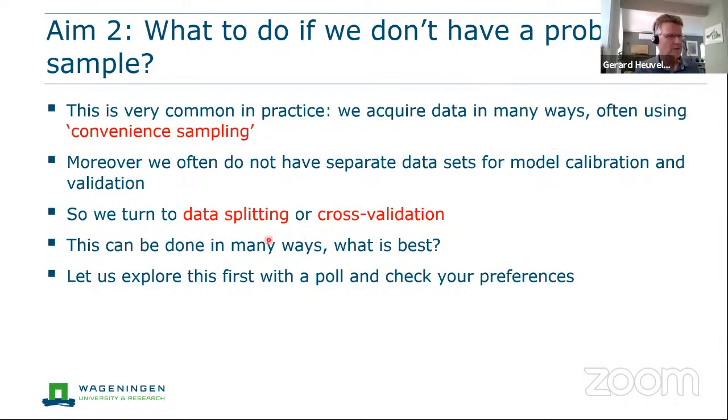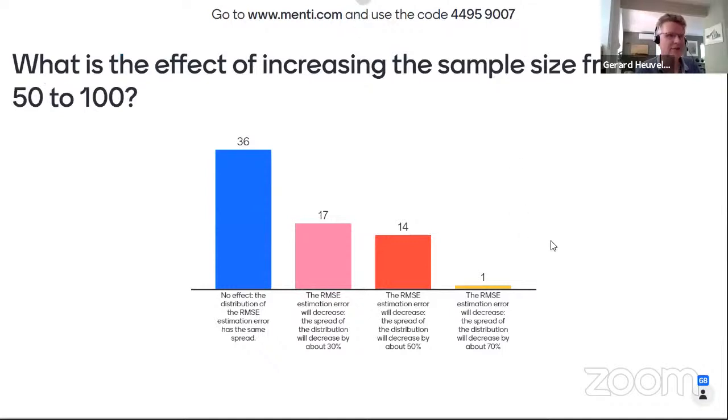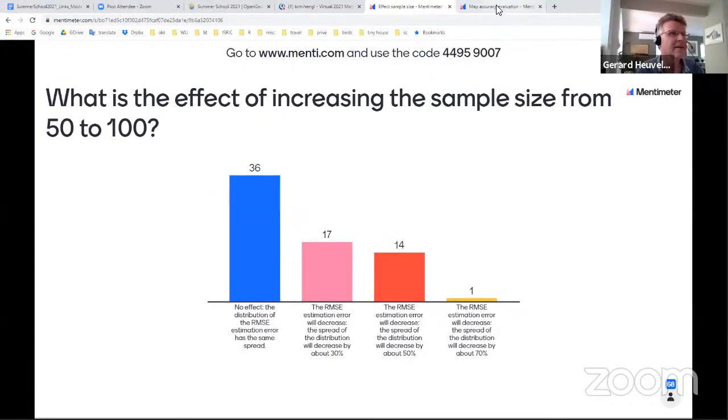Well, what we often do is maybe use data splitting, right? We have a data set for mapping and we split it into a part for calibration and prediction and another part for validation, or we do cross-validation. I think all of you will be quite familiar with that. Well, what's best? What should we do? So another poll, another bit of interaction with you. Let me see if I can go there now.